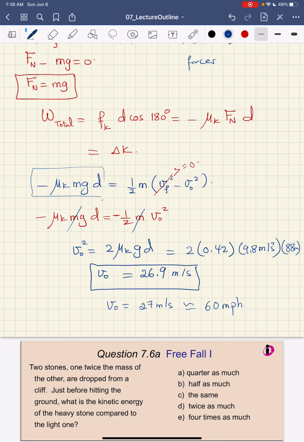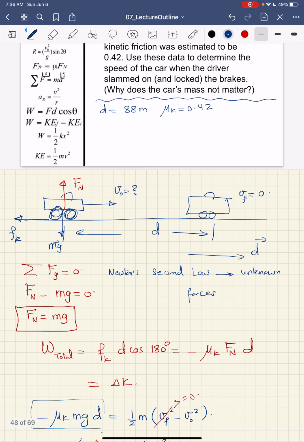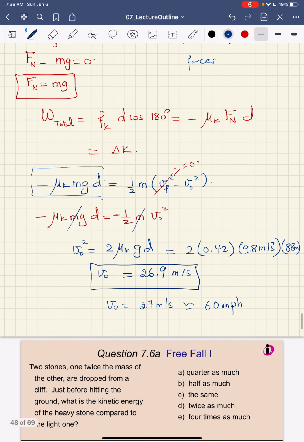Now, one thing that I want you to know here is this is the skid marks, 88 meters, and I will say, why did the car's mass not affect it? Because if you look here, you will find that the mass from the left and the right will cancel.